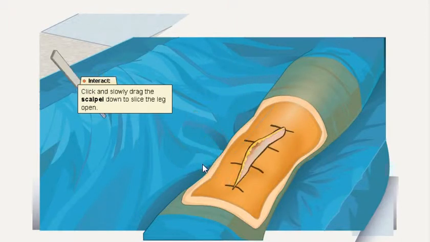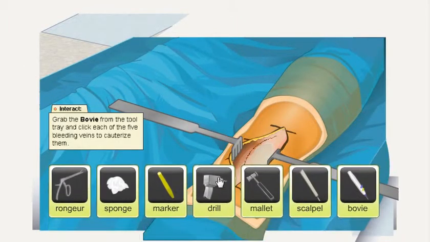Ay yardık vallahi kadın. Let's use the Bovie pencil to cauterize the veins. This will help decrease blood flow into the surgical field.